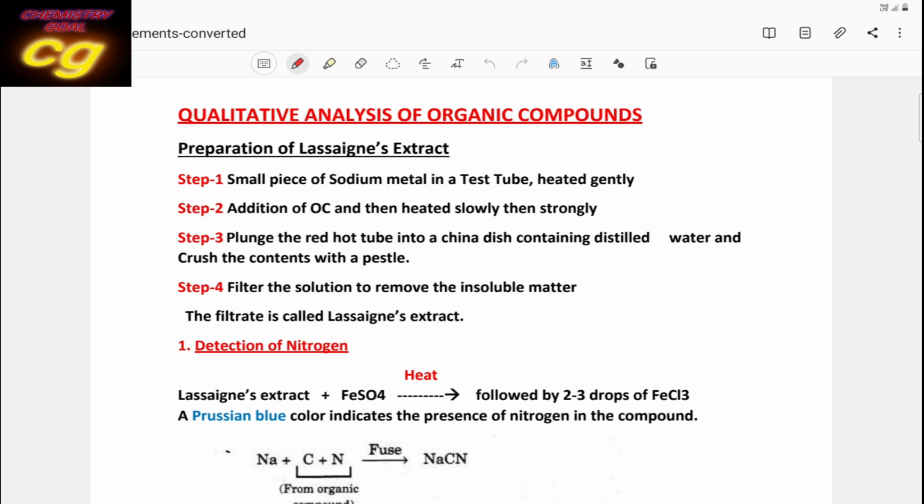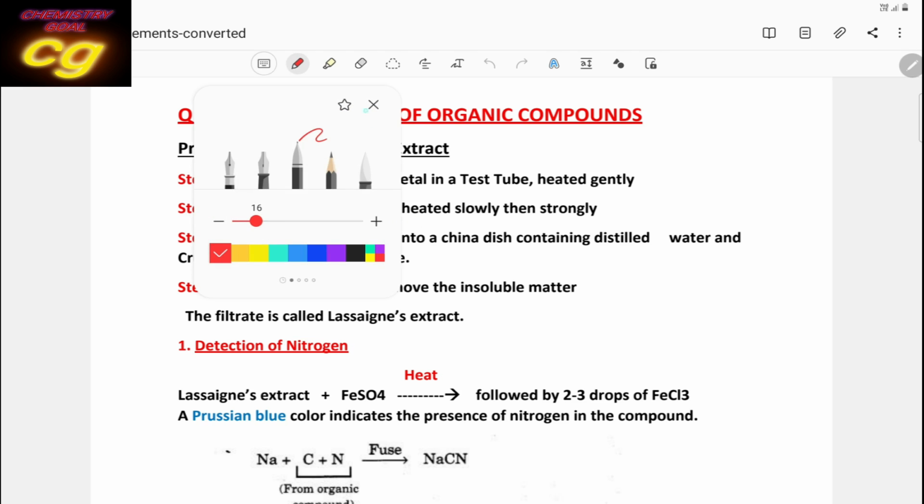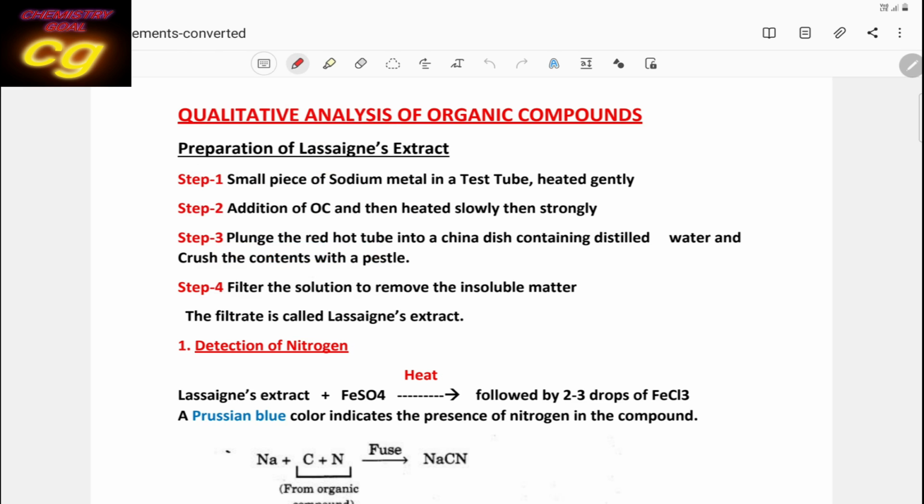But a very important thing is, before detection of elements in organic compounds, experimentally we first have to prepare Lassaigne's extract. This is very important, one preliminary stage, that is preparation of Lassaigne's extract. Preparation of Lassaigne's extract is done in these 4 steps.